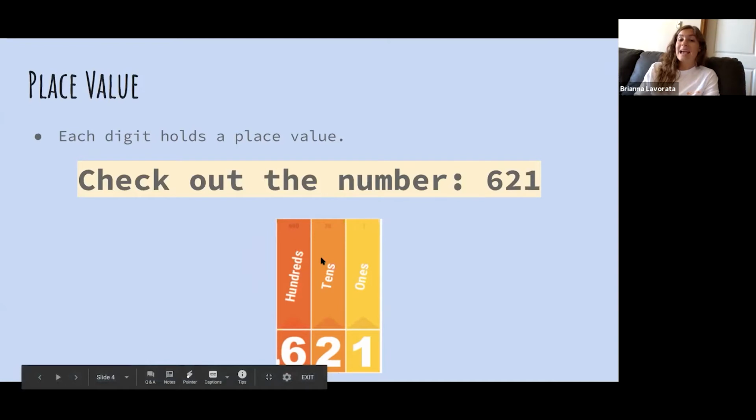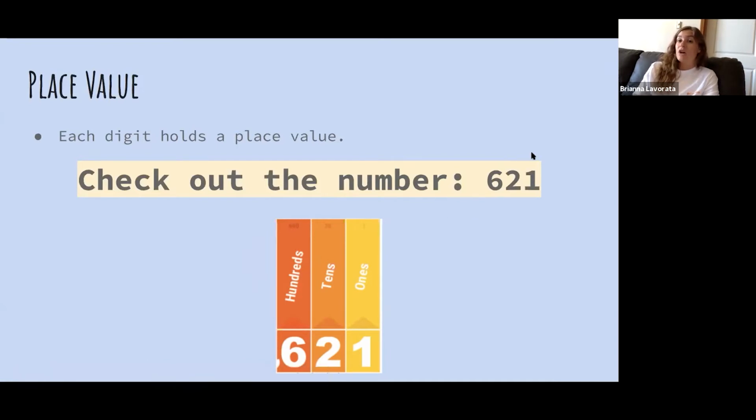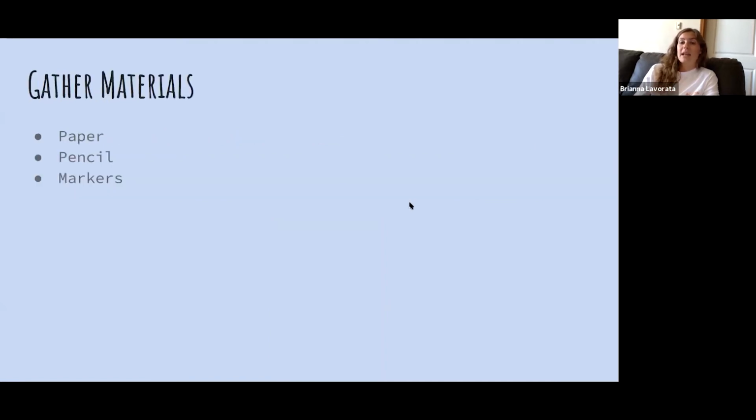So now if I have tens, I'm going to have 2 groups of tens, okay? So 2 groups of tens. And if I have hundreds, I'm going to have 6 groups of hundreds, okay? So that means that I'm going to have 621. So let's go ahead and practice.